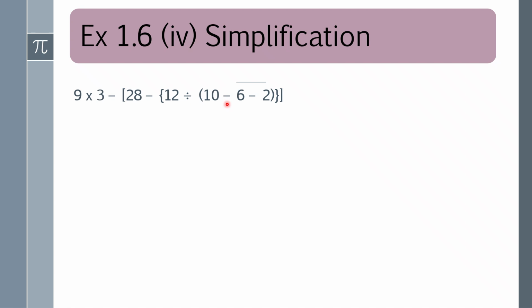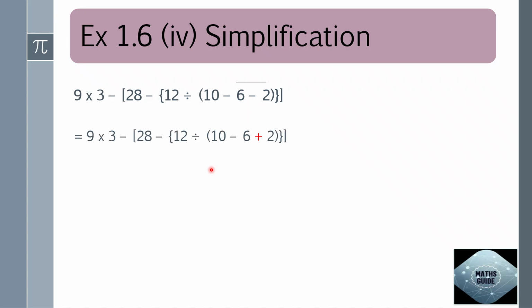If we have a subtraction symbol outside the numbers on which we have a vinculum, we will just change the sign within the numbers. So the next step will be 10 minus 6 plus 2. We just have to change the sign under the vinculum expression. So we have changed the sign. The remaining question will remain the same. There will be no change elsewhere, the only change would be where we have the vinculum.